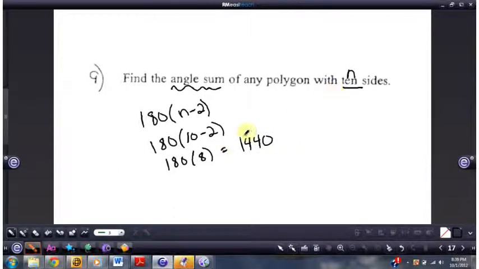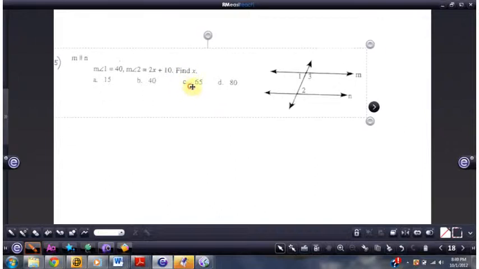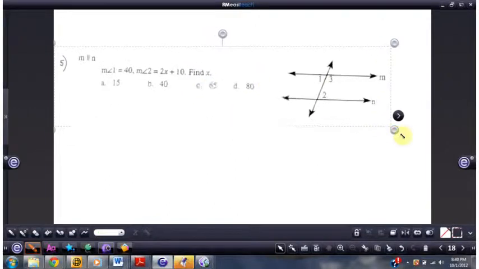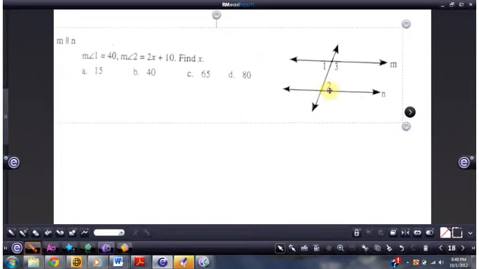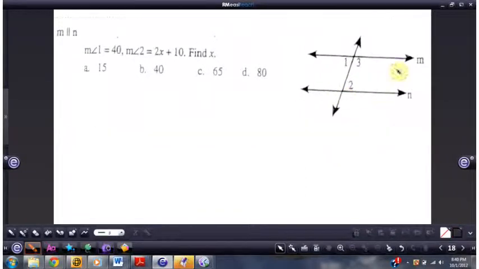All right, let's look at 5, and this looks a little small, so let me make it a little bigger for us. It looks a little better. There we go. Okay. M is parallel to N. Switch back to pen. There we go. Okay. Angle 1 is 40 degrees. Angle 2 is 2x plus 10.